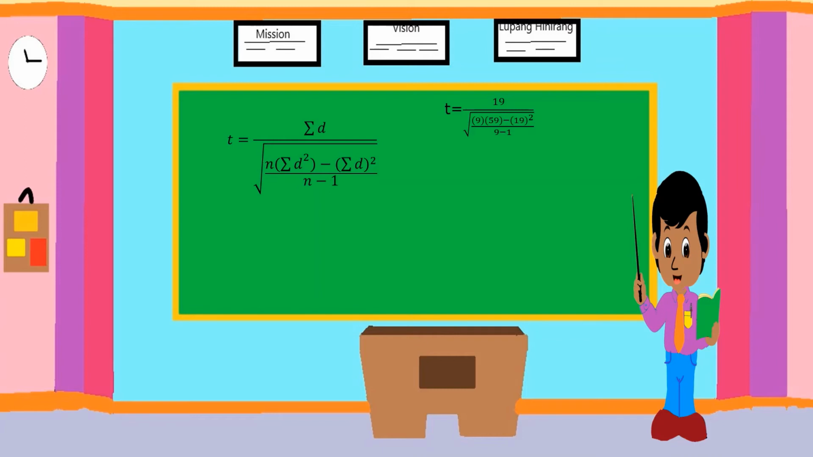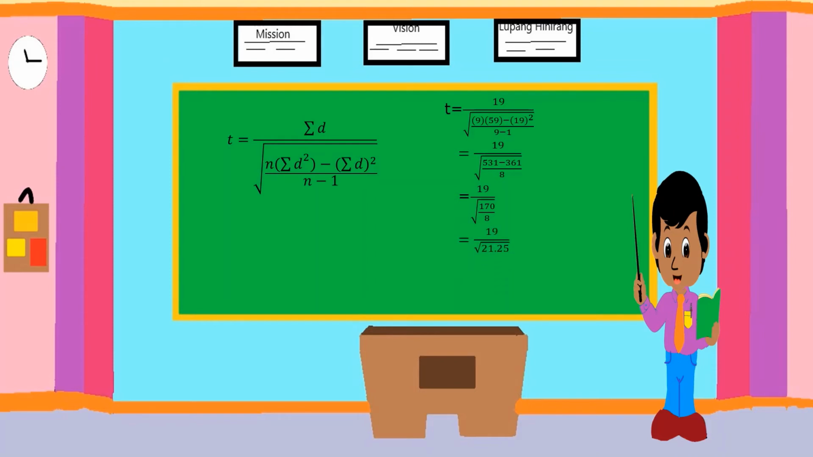And then the summation of d square is 59 minus the summation of d, which is 19, then squared, all over 9 minus 1. So we simplify here. We have 19 over the square root of, so 9 times 59 is 531, and 19 times 19 is 361, all over 8. Furthermore, we simplify. We have here 19 over the square root of 170 over 8.